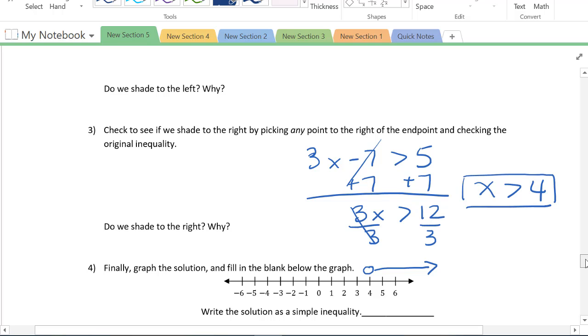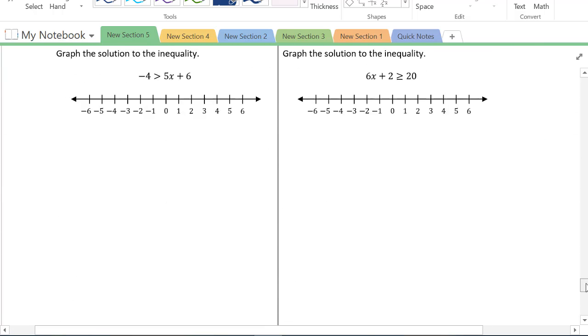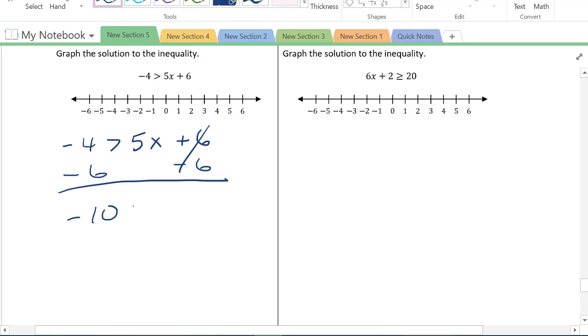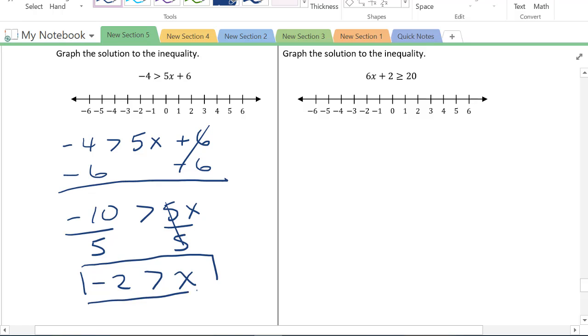All right, let's do another one. Same thing. We want to solve this inequality. So we have -4 greater than 5x plus 6. So how do I solve this? You want to get x alone, so let's subtract 6 from both sides. That cancels out. We're going to get -10 greater than 5x. Divide both sides by 5. So that's -2 greater than x. Okay, so that is our solution.